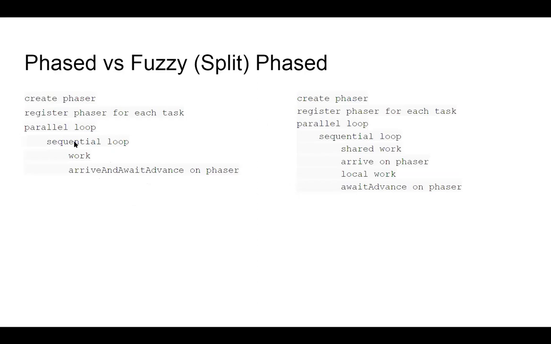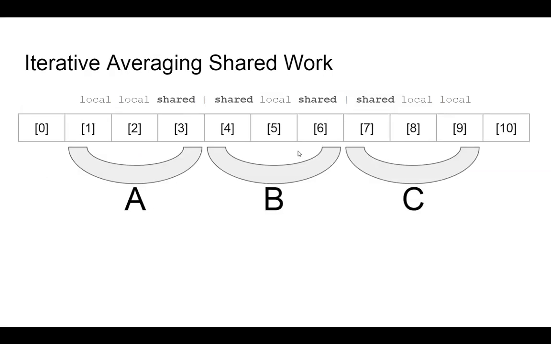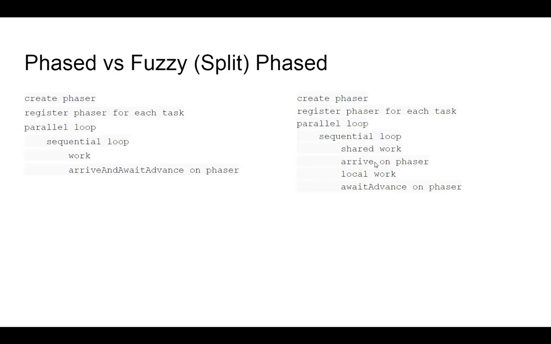having this thing where the parallel loop, sequential loop, this work, and then arrive and await all in once on the phaser, you can say, oh, all right, we're going to split the work up, do that shared work first, right? So the work just on the edges, right? We'll do that first. Then we'll say we've arrived. Anybody who's waiting on us can go, and then I'll do all my local work.